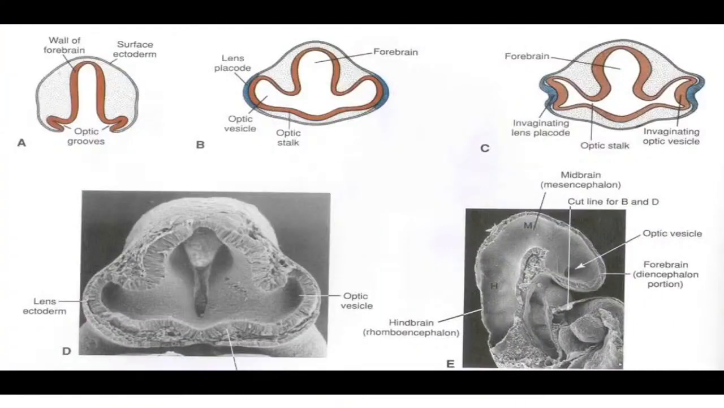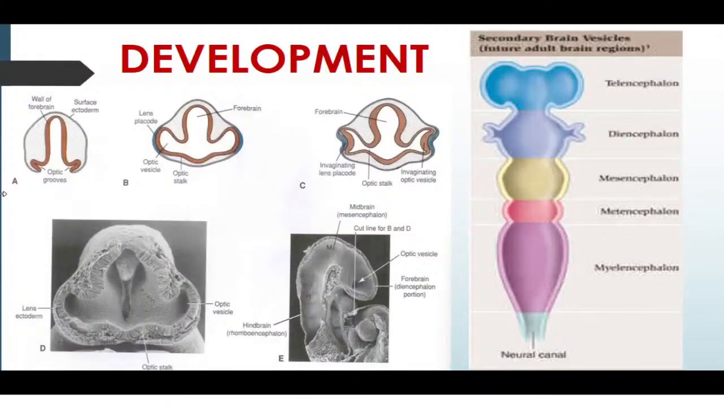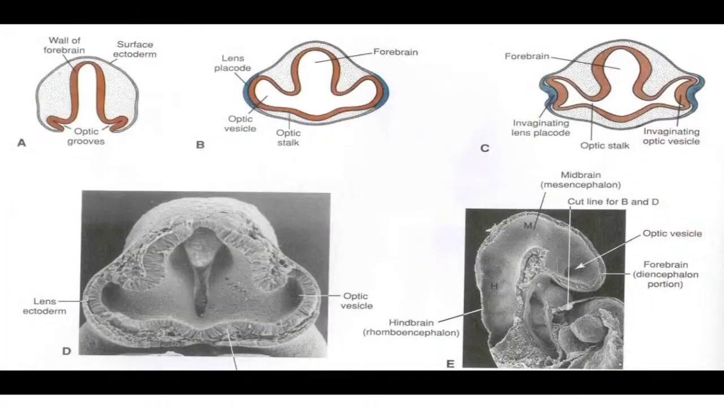In the next slide, we can see very well all the steps of brain and eye formation. First is the optic grooves. Next, the optic vesicle, lens placode, and optic stalk in the early stages. Next, invagination of the lens placode, the optic stalk, and we have differentiation of the forebrain and diencephalon.